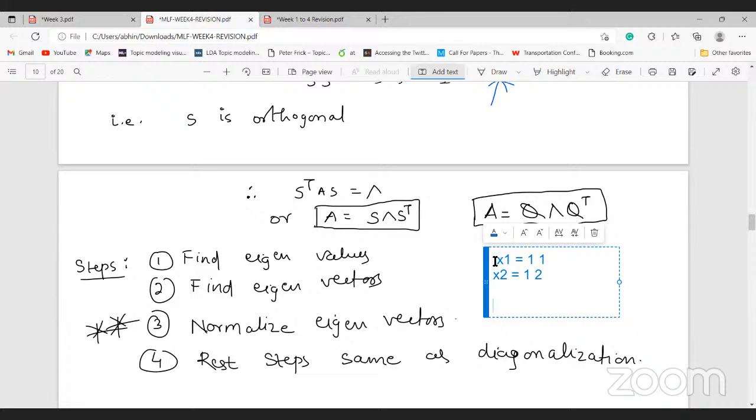Now in case of orthogonal diagonalization, what we do is x1 divided by length of x1. So this is nothing but 1, 1 divided by square root of 2. Similarly for x2, what will happen? x2 divided by length of x2. That is equal to 1, 2 divided by square root of 1 square plus 4, which is 1 plus 4. Okay, this is what I do in case of orthogonal diagonalization. Am I clear? Yes. Thank you. Okay. Any other doubt?